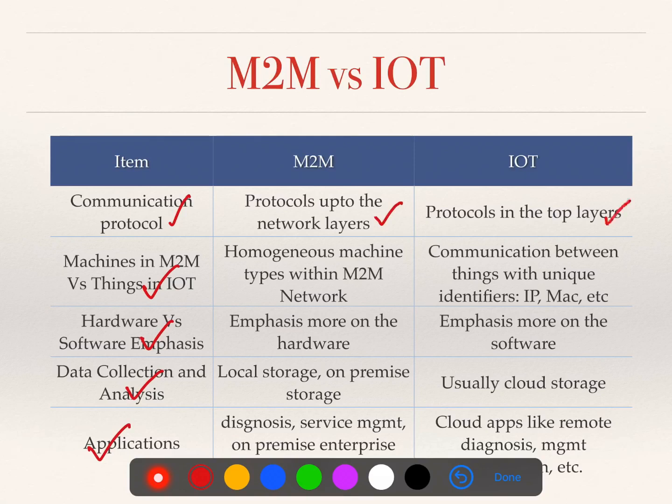So up to the network layer is M2M, while IoT deals mainly with the top layers. Then machine to machine has homogeneous machine types within the M2M network. That means the machines should be of the same category, same manufacturer and same type.